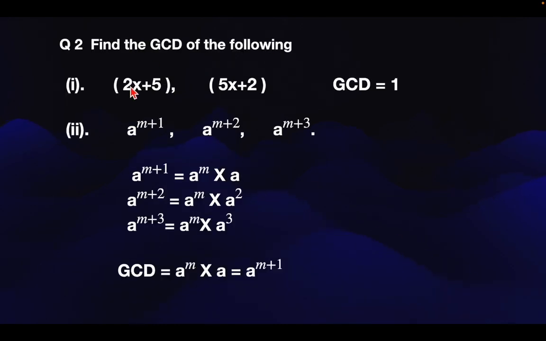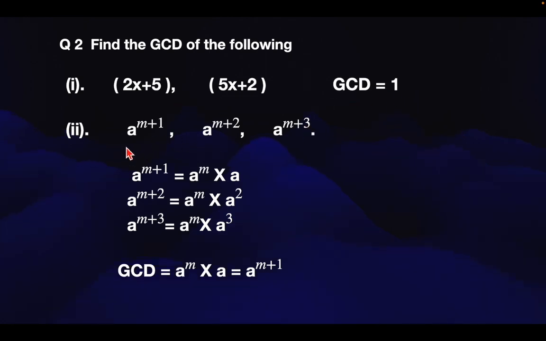Find the GCD of the following. Okay. So here these are the factors of polynomial. It's written in bracket like this. This polynomial has got a single factor. Okay. This also has a single factor. Okay. There is no common factor here. Okay, this is a different factor, this is a completely different factor. So GCD is equal to 1.